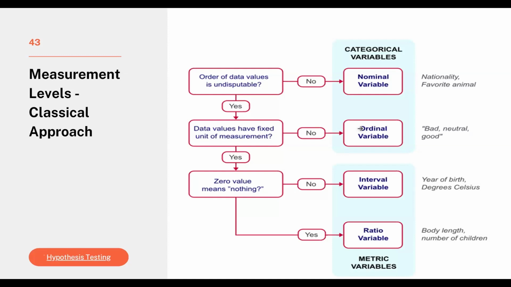Then, if the data values have a fixed unit of measurement, we have to check whether the variable has a zero value, and whether the zero means nothing or adds some meaning. If there is no meaning for zero, it's called an interval variable, or interval data.